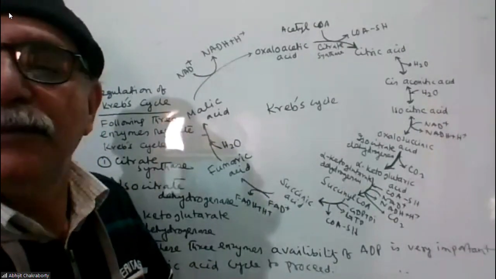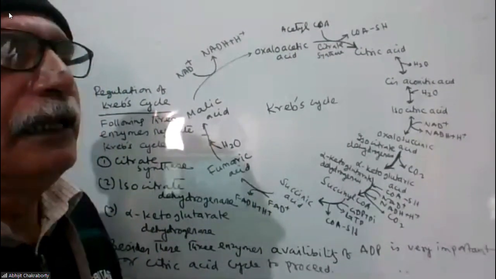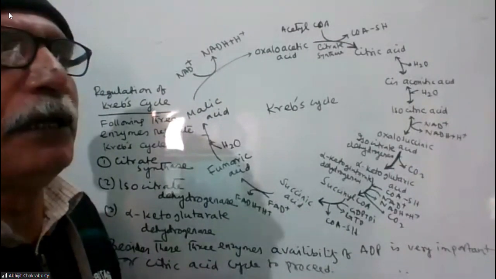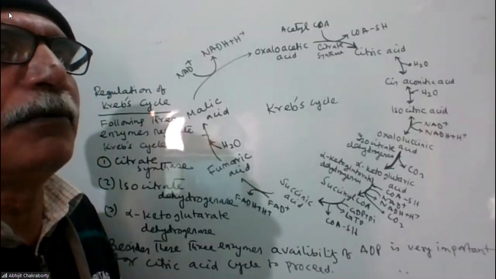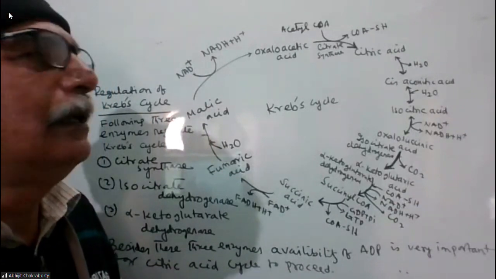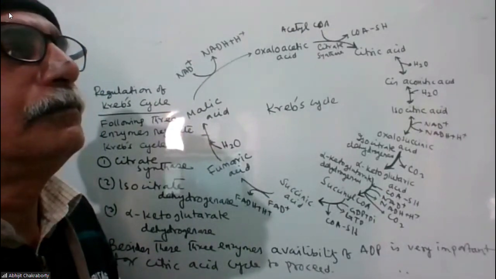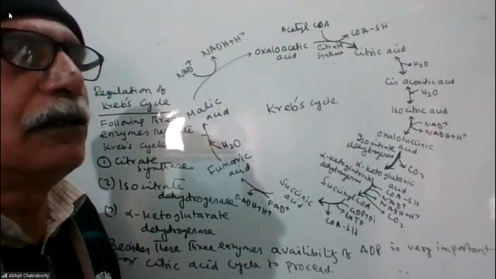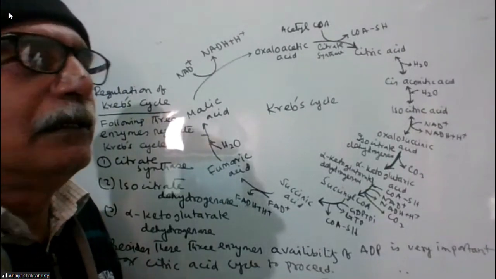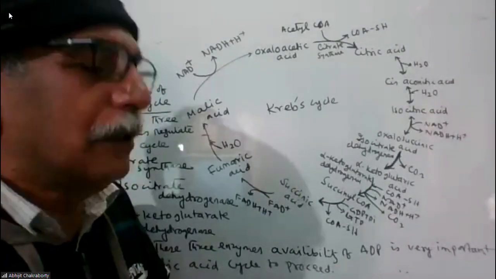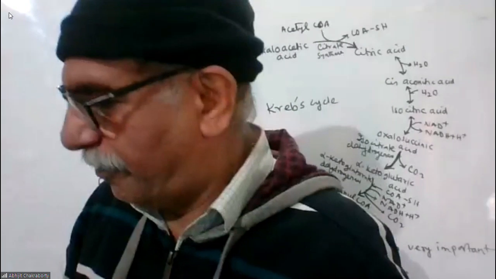Yes, sir. Do you understand why it is called amphibolic? Because some compounds produced in this cycle take part in anabolic pathways. For example, alpha-ketoglutarate is involved in the synthesis of glutamic acid, so it is an anabolic pathway. Oxaloacetic acid is involved in the synthesis of aspartic acid. It is also an anabolic pathway. So there is a mixture of both anabolism and catabolism in the Krebs cycle. That's why it is also called an amphibolic pathway. Clear? Yes, sir. Excellent.